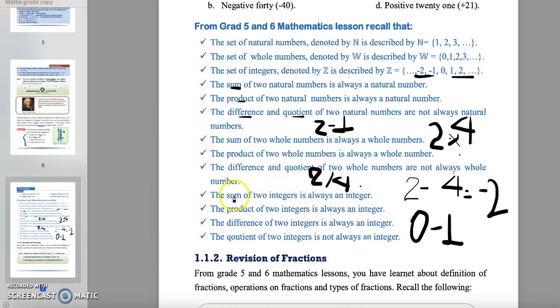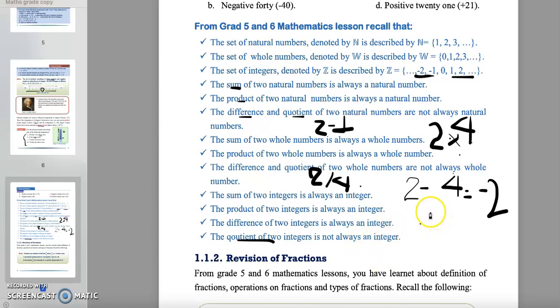The other thing is the sum of two integers is always an integer. The product is the same and the difference is also the same. So in the case of integers, the sum, the product, and the difference of two integers is always an integer. But the case is different for the coefficient, because we can see here, let's take two integers in which one is negative and the other is positive.